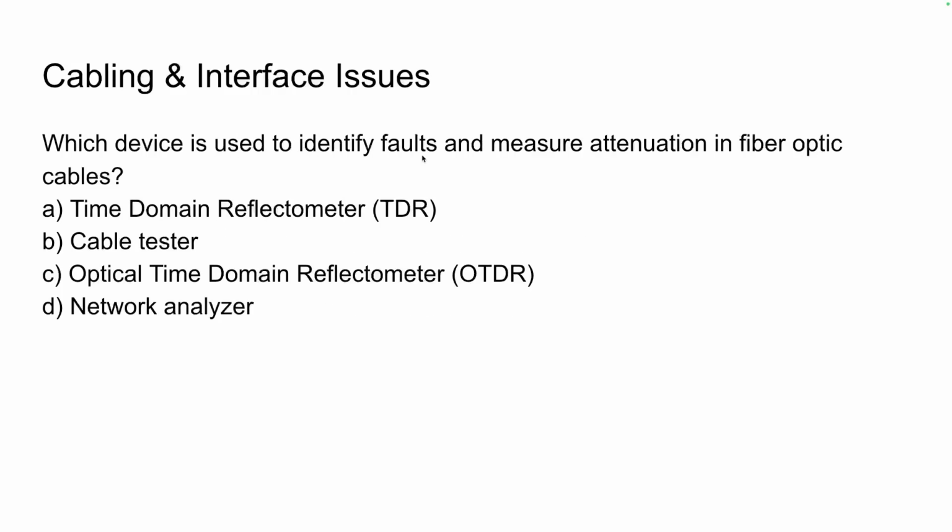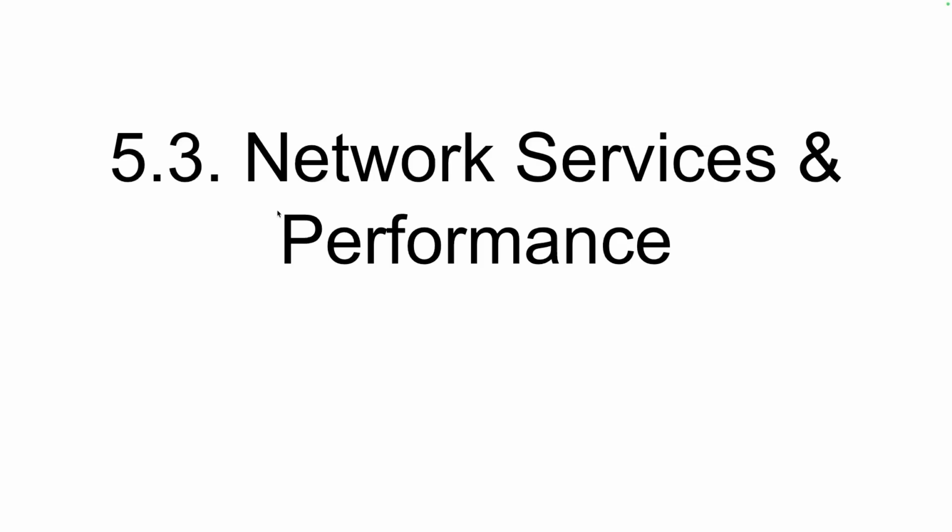Which device is used to identify faults and measure attenuation in fiber optic cables? So we have the optical time domain reflectometer, the OTDR. Reflectometer is the word I was trying to remember. So the optical time domain reflectometer has to do with fiber optic cables. And that's it. We have officially wrapped up our cabling and interface issues. So now we're going to look at network services and performance issues under our troubleshooting section.